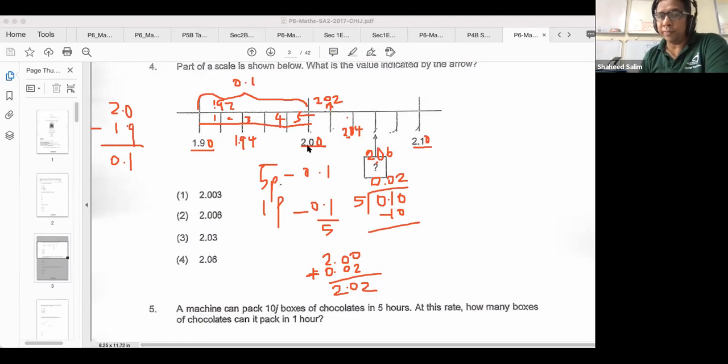How much? 10. Then it's 5 parts. 10 divided by 5, you get 2. So 200 plus 2 is 202, 202 plus 2 is 204, 204 plus 2 is 206, then 208, 210. Can you see now? But now the real one has a dot. So just put the dot here. So 2.06. I hope you're okay.